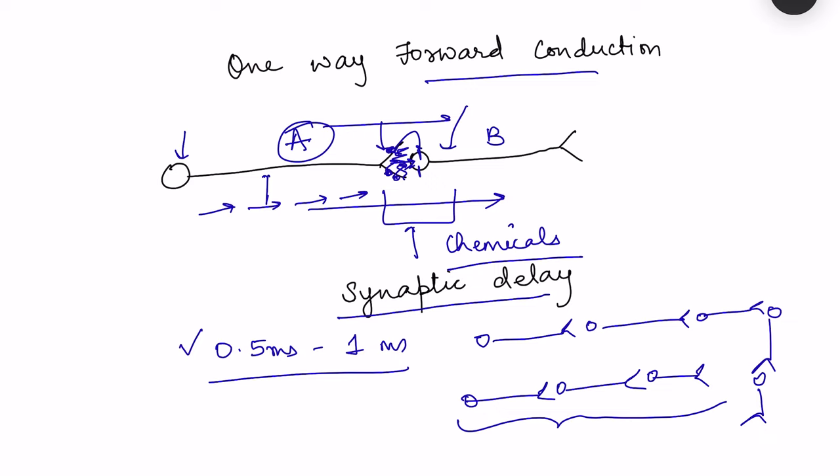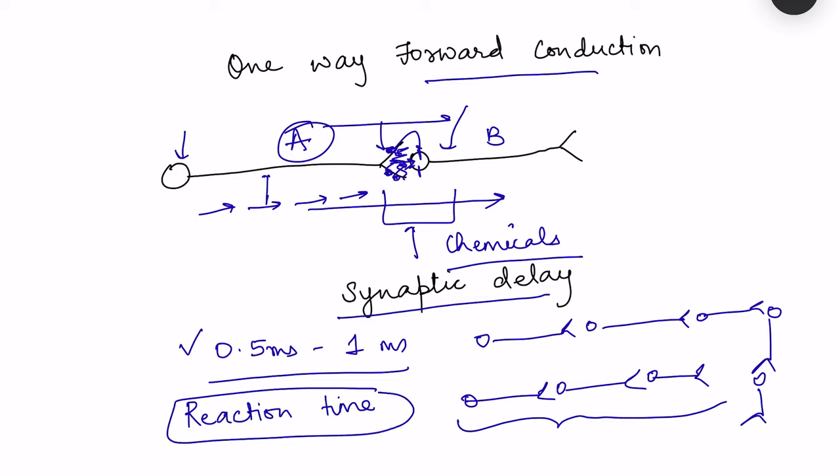Now, why is this important? Why do we want to know the time taken for the conduction of the impulse throughout the tract? Well, it decides our reaction time to the various environmental stimuli. Suppose you might have heard about the visual reaction time or the auditory reaction time. The auditory pathway has fewer synapses in its pathway. On the other hand, the visual pathway is much more complex and the number of synapses is greater. So that is the reason that visual reaction time is more than the auditory reaction time, meaning the time for us to respond to a visual stimulus is more than the time for us to respond to an auditory stimulus. So that is the importance of synaptic delay.